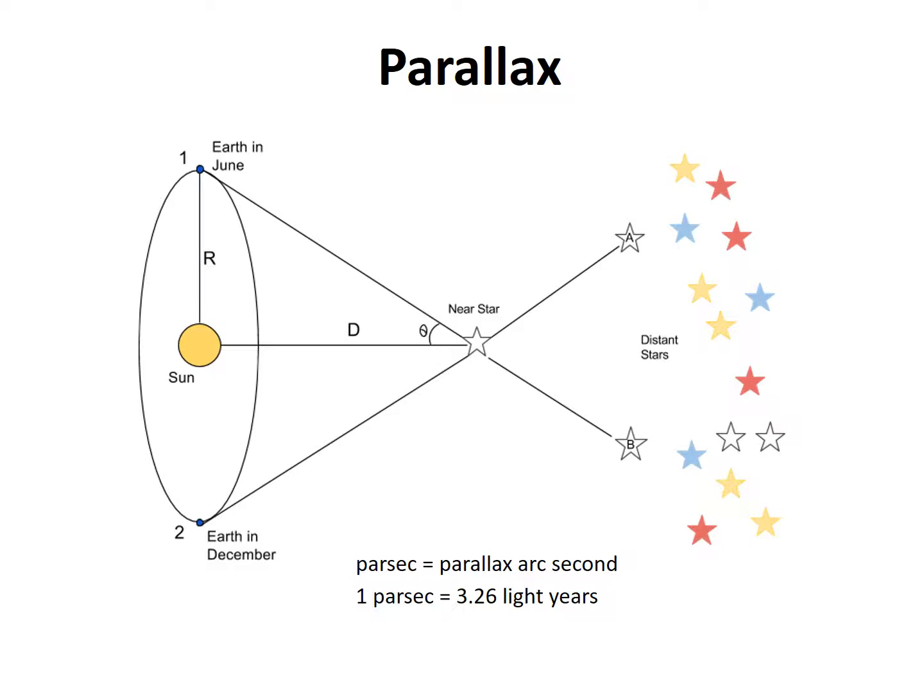The angle theta is called the parallax, while the distance d is the distance from our sun in parsecs, a contraction of parallax arcseconds. 1 parsec is about 3.26 light years, the distance light travels in a year.